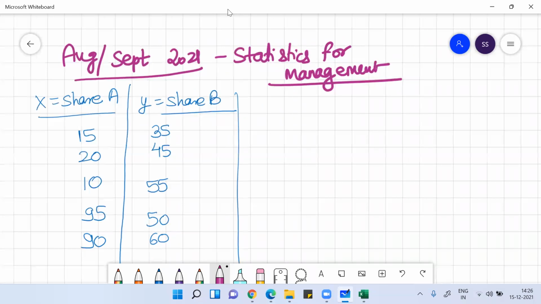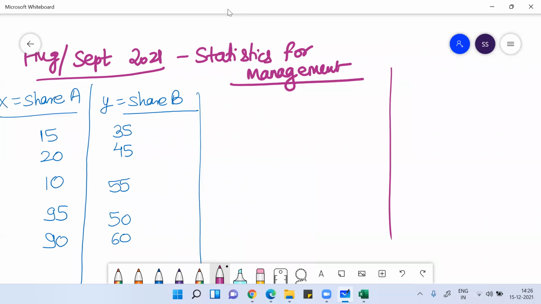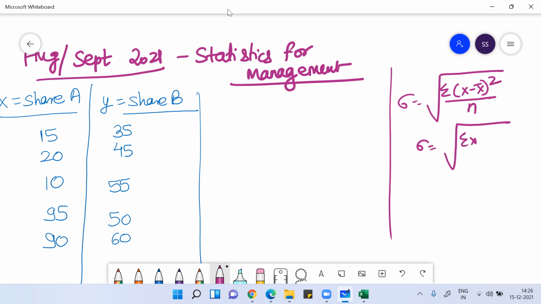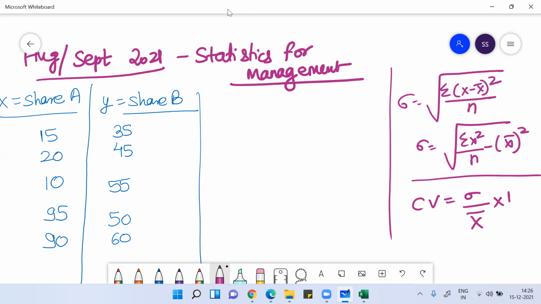Formula for standard deviation, I believe you already know that, we have been discussing it for the last so many classes. Standard deviation formula is the square root of summation of (x minus x bar) whole square by n, or you can use the formula, standard deviation is the square root of (x square by n minus x bar square). Talking about coefficient of variation, the formula is standard deviation by mean into 100.